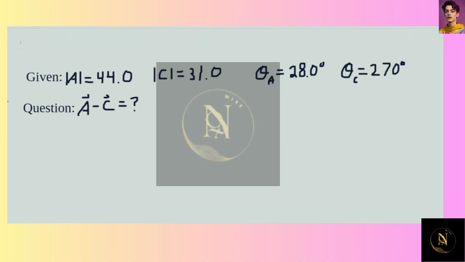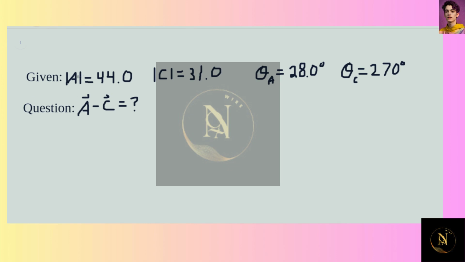Our question says that it wants us to determine the vector A minus C, given the vectors A and the vector C in figure 38 in your textbook. So if you look at figure 38 in your textbook, you can find the magnitude of vector A and vector C as well as the angle of vector A and vector C.